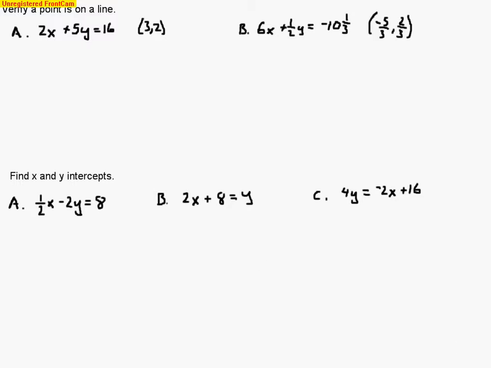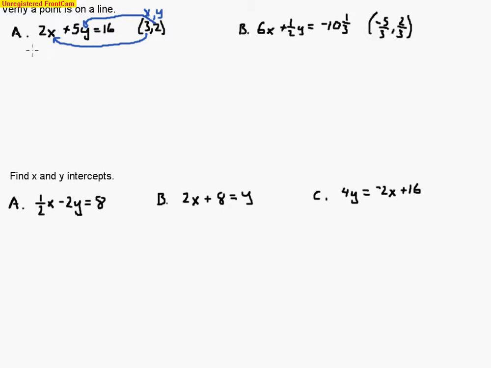Here we have an equation, 2x plus 5y equals 16. They give us this point, and we want to see, is this point on this line? Well, to verify, to prove that it is, we're going to use substitution. We're going to take our x value, which is the first number, 3, and put that in place of x. We're going to take the 2, which is our second number, our y value, and put that in place of y. Do some work and see if it equals 16 or not.